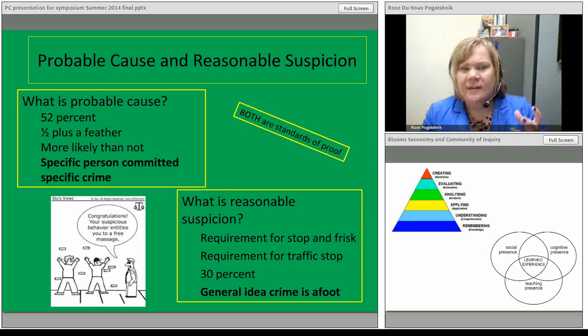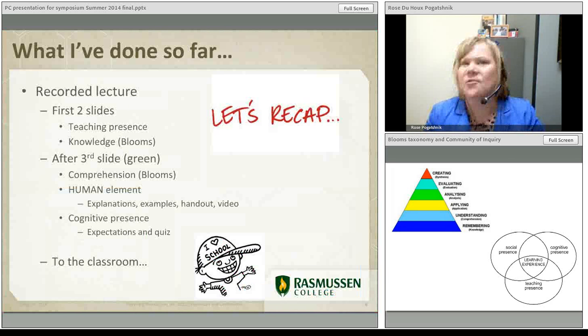To take that one step further, we're going to provide an overall summary of what these two standards of proof mean. So what is probable cause, and what are different ways for you to remember and understand what probable cause is? And then what is reasonable suspicion? We're going to compare and contrast those in my lecture. Ultimately, this is really going to help them reach that understanding level of Bloom's.